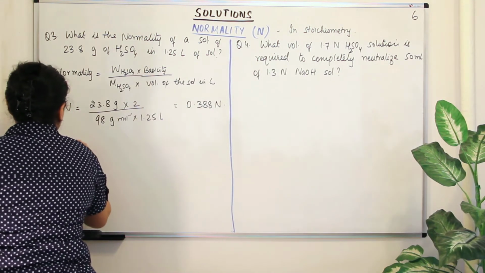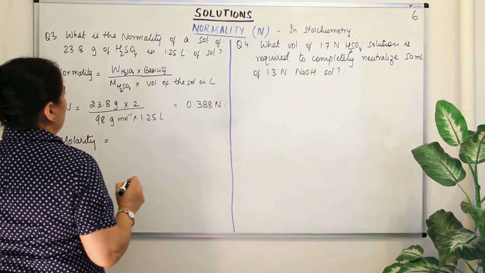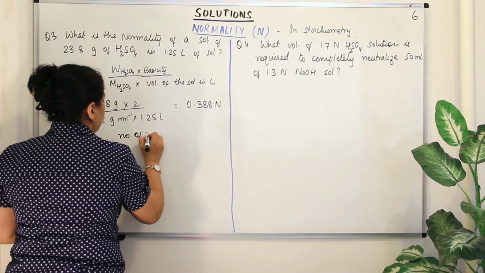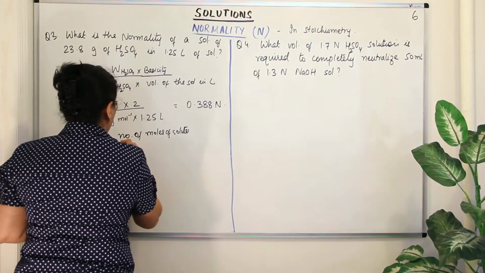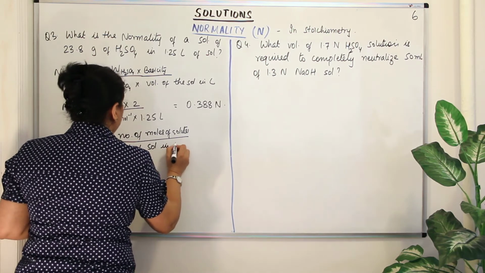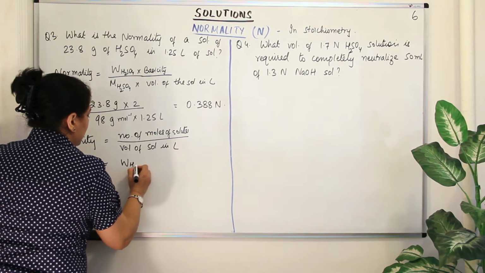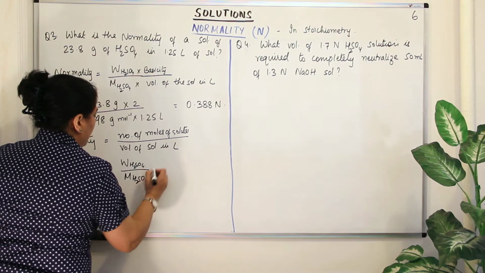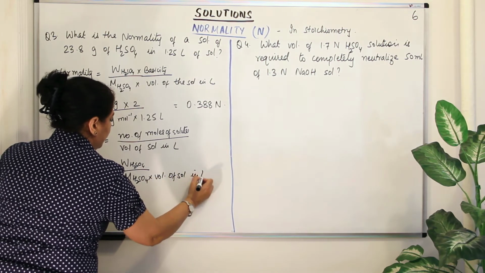The formula for molarity is the number of moles of solute upon the volume of solution in liters, right? And how do you calculate the number of moles? The number of moles is calculated by the mass of the solute, in this case H2SO4, upon the molar mass of H2SO4, into the volume of solution in liters, right?